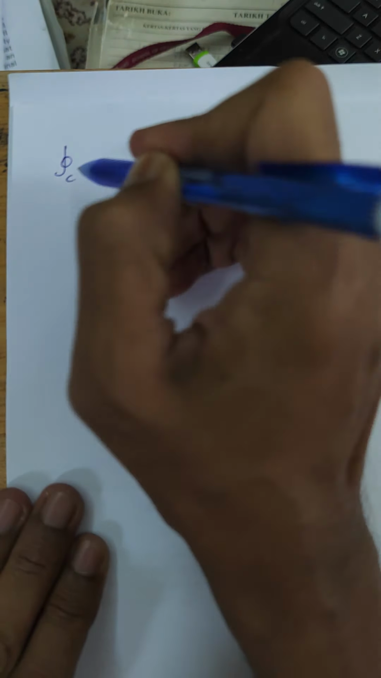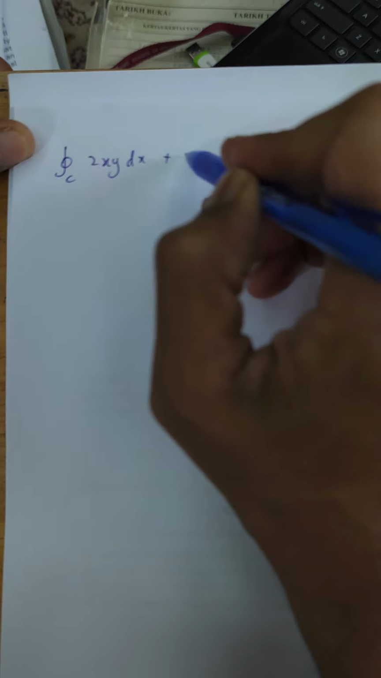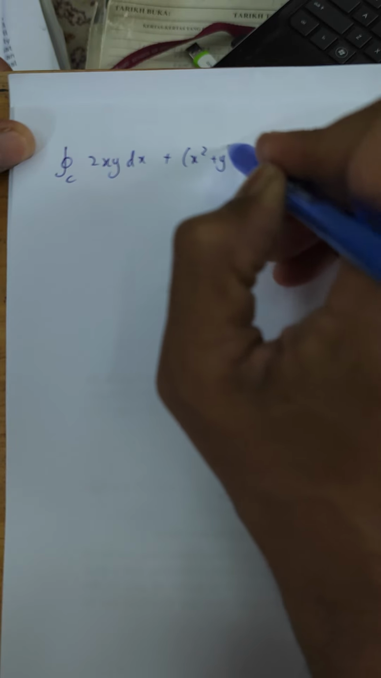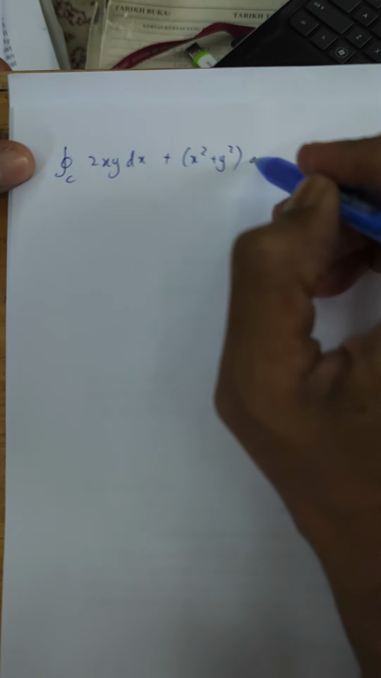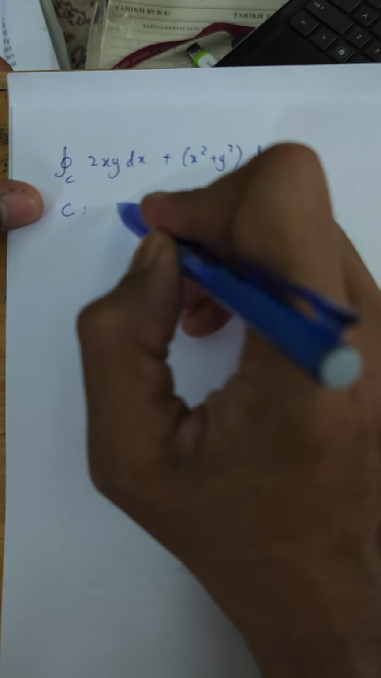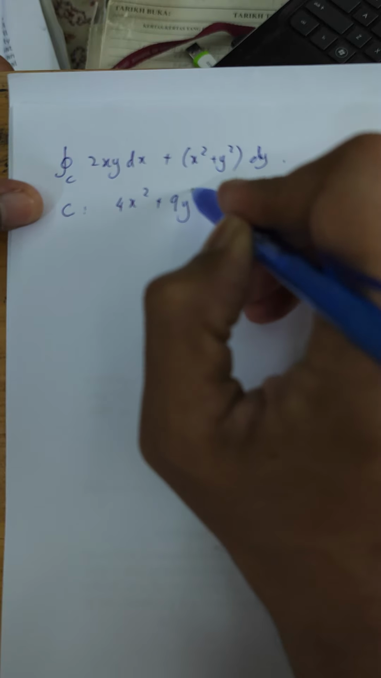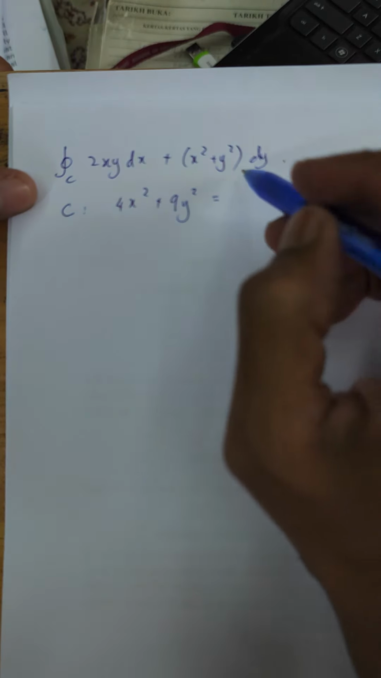Let's say we want to evaluate the integral over C of 2xy dx plus (x squared plus y squared) dy, where our C is the ellipse 4x squared plus 9y squared equals 36.